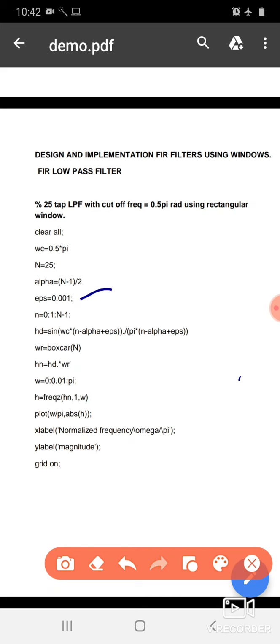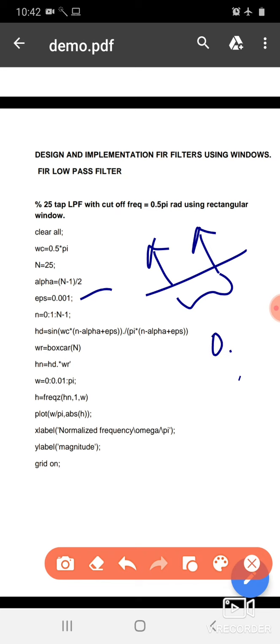Next here it's taken as EPS. This EPS value is going to give a space between one sample and another sample. When we take two samples, the distance between these two samples is going to be taken as 0.01. This operation is going to be done by using EPS. This command is going to be used here.